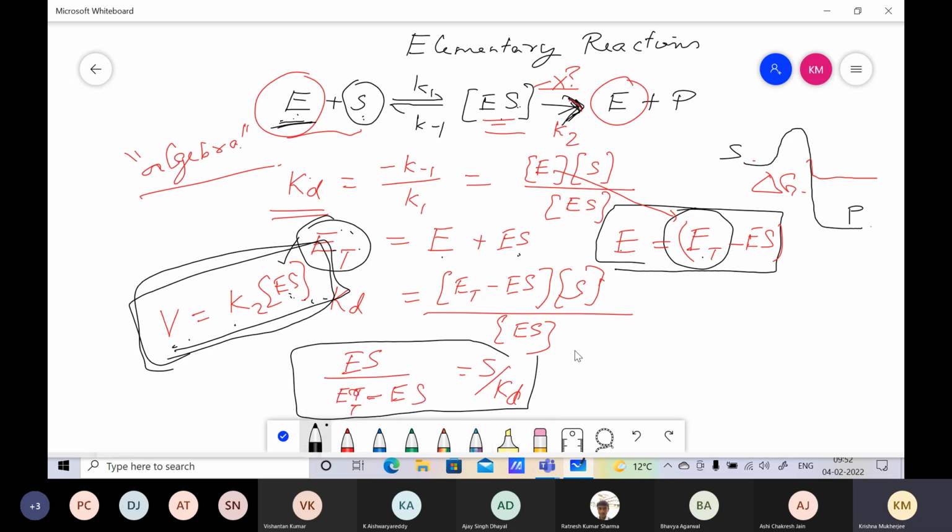Come on. So ES upon ET therefore is equal to, okay, go ahead. I'm waiting. S by KD plus S. So ES becomes equal to this. So now therefore the velocity of reaction becomes equal to what? From here K2 ES, which is ET, S upon KD plus S.